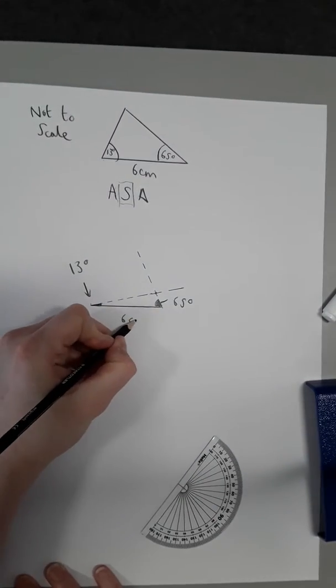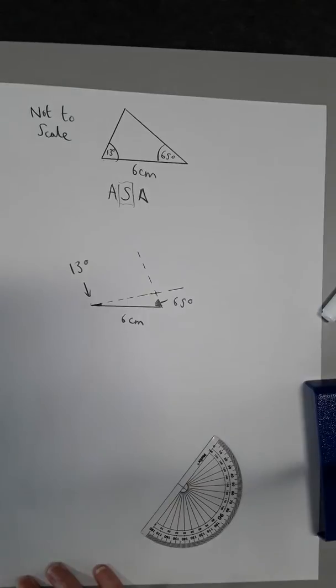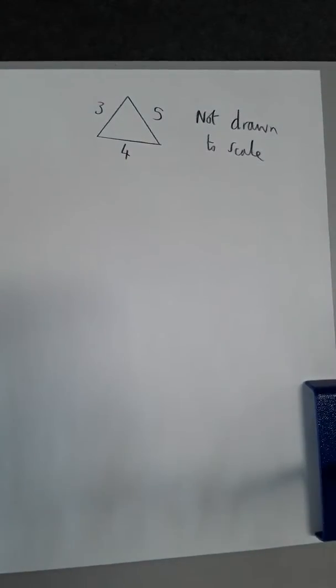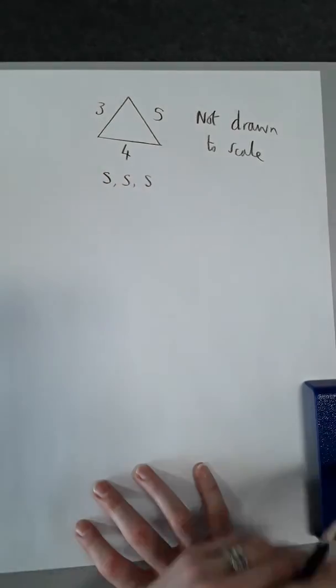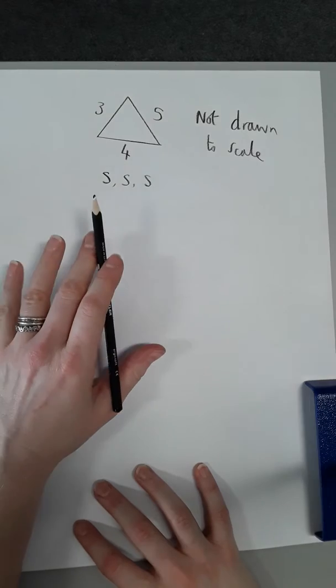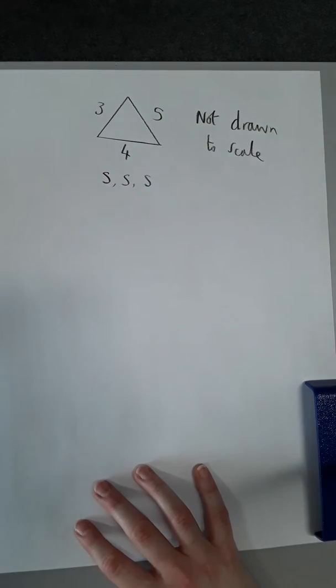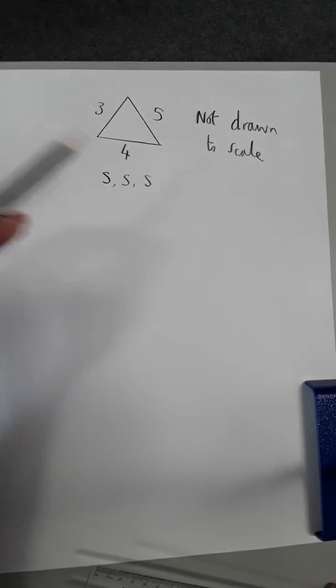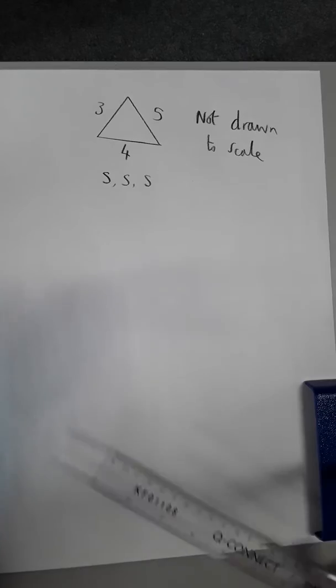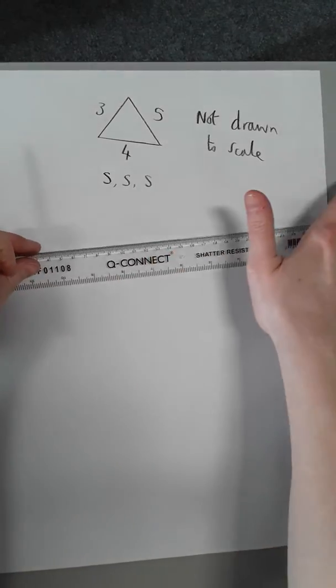And just remember to label any other information they've given you. Job done. So this is a side, side, side triangle because it's not giving you any information about the angles. They just want you to base it all on the side lengths themselves. So this one, you're not going to use a protractor because there's no need for it. There's no angles to measure. So what we're going to have to do is just rely on our compass.